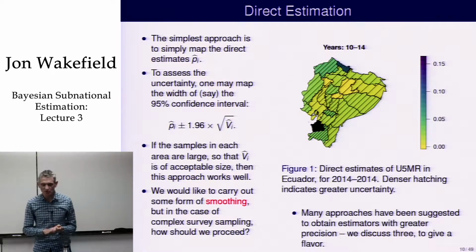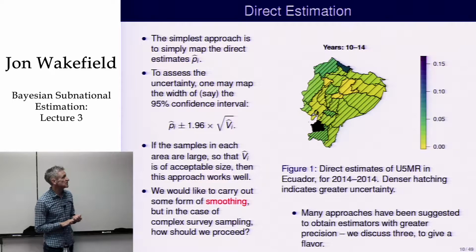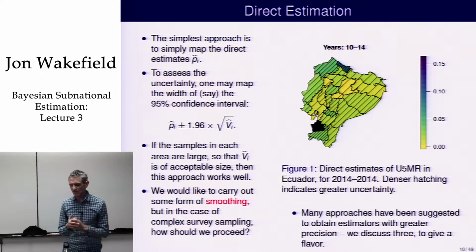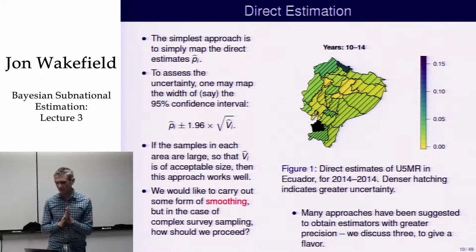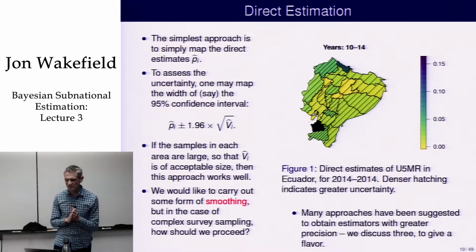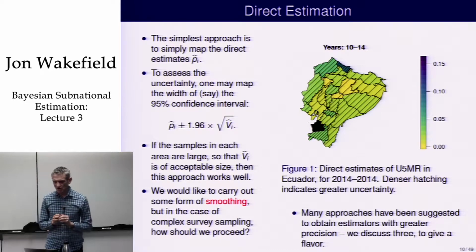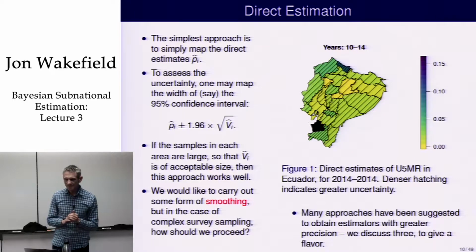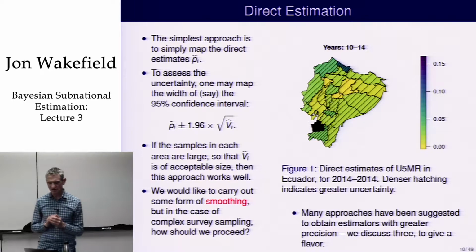And so the simplest approach to examining subnational variation is just to simply map those estimates. So on the right here, I've done that. This is actually looking at U5MR over a particular 5-year period, sorry, I should say 2010 to 2014. And so we see here darker colors are higher rates of under 5 mortality across these areas in Ecuador, and with the yellows being closer to 0. And the hatching there reflects uncertainty. So denser hatching means there's more uncertainty associated with the estimate. So for example, here, this area has got quite a lot of uncertainty associated with it.